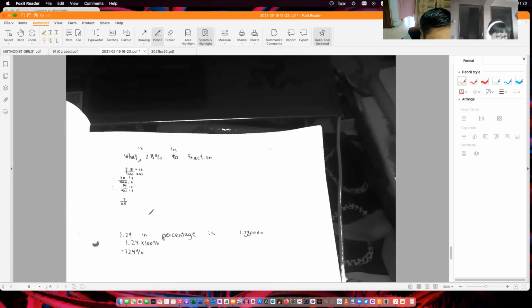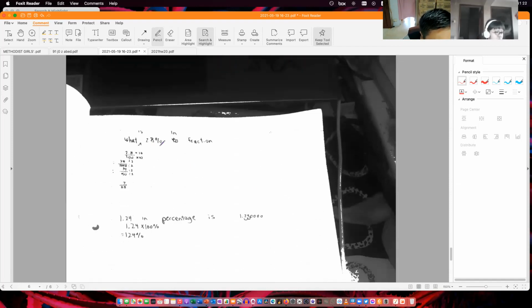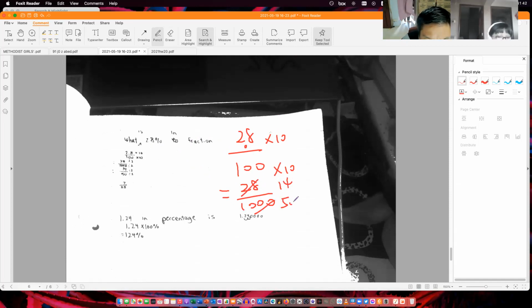Next. What is 28% in fraction? So 28% in fraction, I write down this. Is 28 or 2.8? 2.8. Okay, 2.8. So I times 10. So I end up with 28 over 1000. So I divide by 2. I get 14. Divide by 2, 500. Divide by 2, 7. Divide by 2, 250.